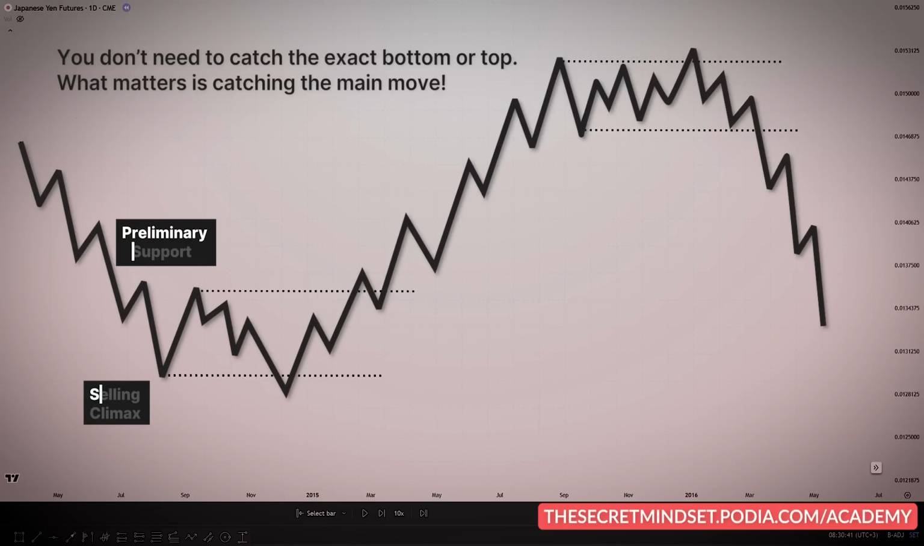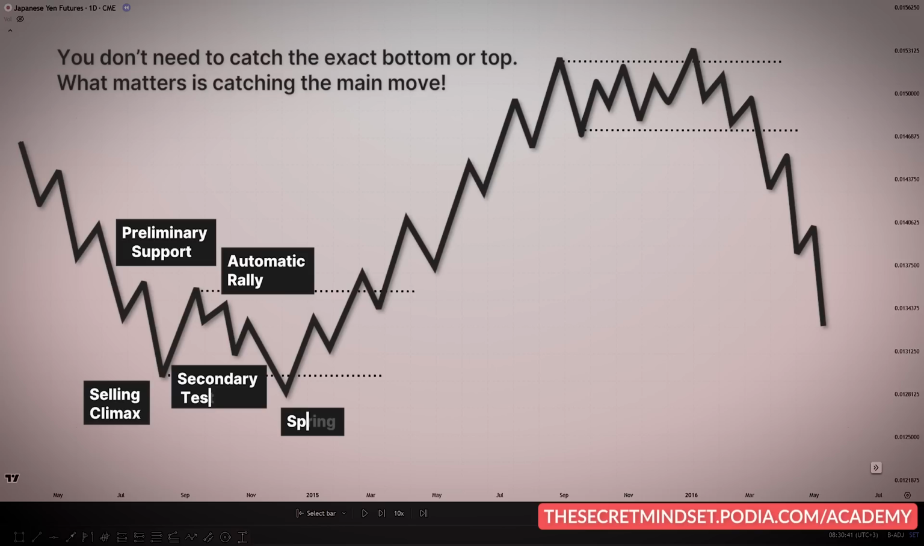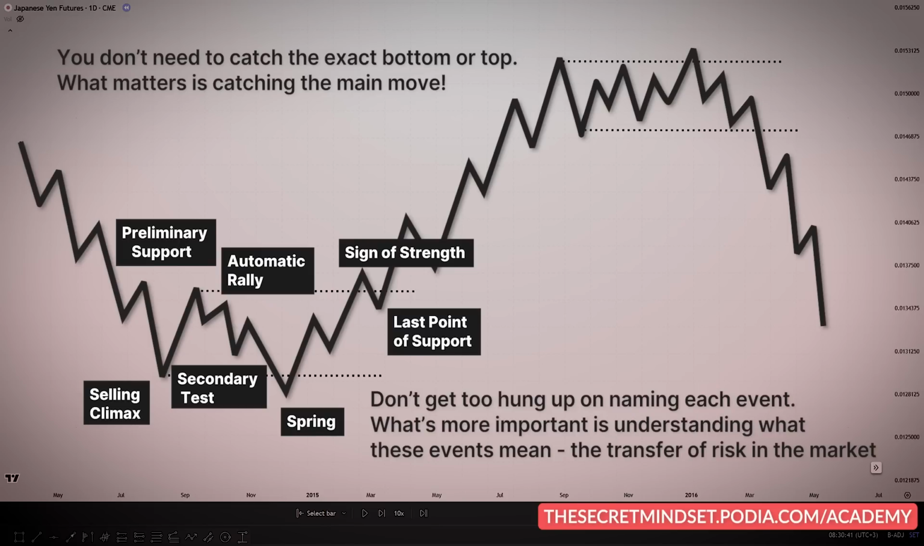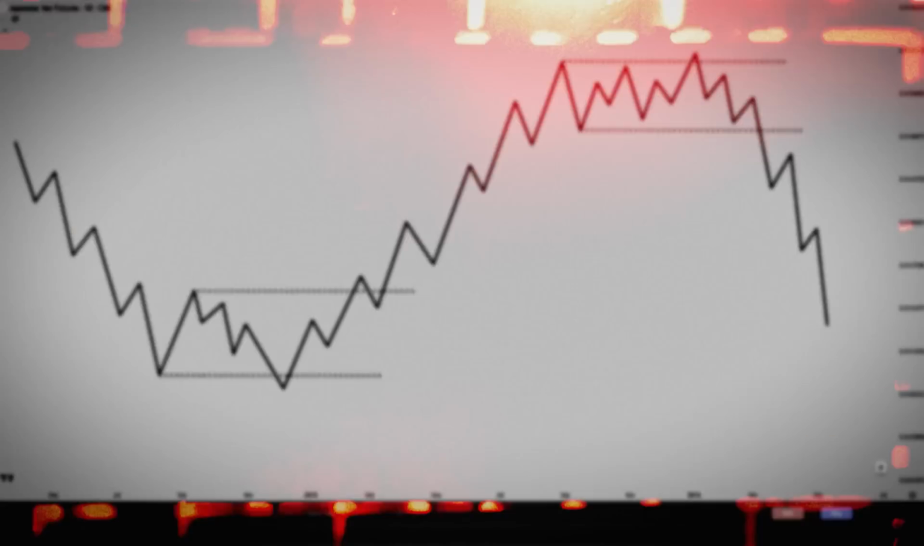And don't get too hung up on naming each event. What's more important is understanding what these events mean. They are showing you the transfer of risk in the market. Like I said before, in accumulation, smart money is taking on risk, betting prices will go up. In distribution, they are passing that risk to others.